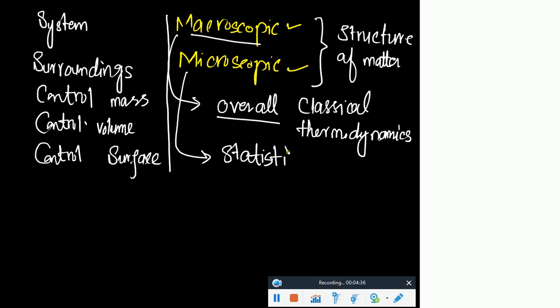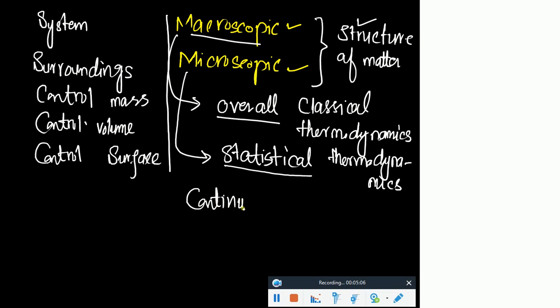taken in statistical thermodynamics. Statistical thermodynamics. Now, statistical thermodynamics considers this structure of matter. You consider all the quantities while going at the molecular level, and then you talk about that macroscopic property. You might have heard about something like continuum.